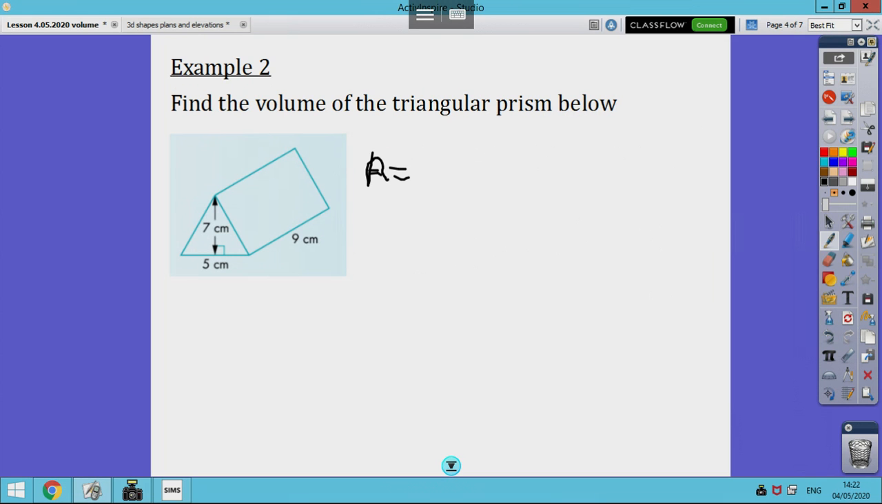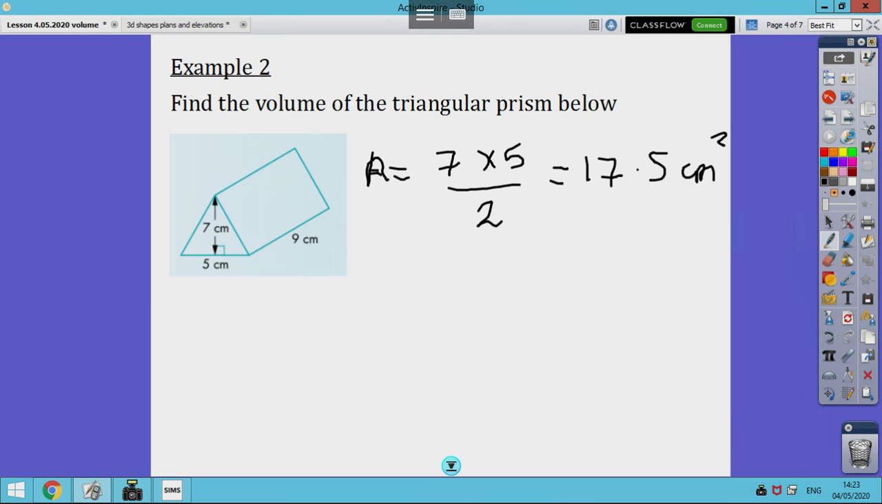So the area of a triangle we know is going to be 7 times 5 divided by 2, because that's base times height divided by 2. 7 times 5 is 35. Oh goodness, what's half of 35? Is it 17.5? I think it is 17.5 centimetres squared.